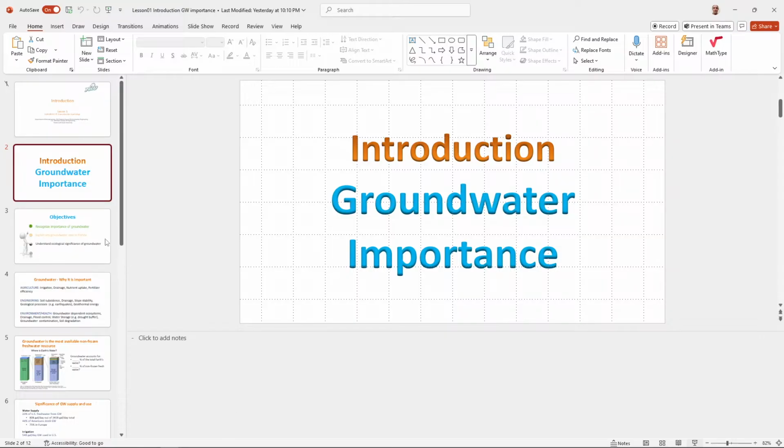California, for example, they are one of the biggest users of groundwater in the USA, but not necessarily for drinking water, but mainly for agriculture. So groundwater is very important for agriculture in California as well as Florida. So here in Florida, we use groundwater. It's very important for agriculture, but it's also a very important source for drinking water.